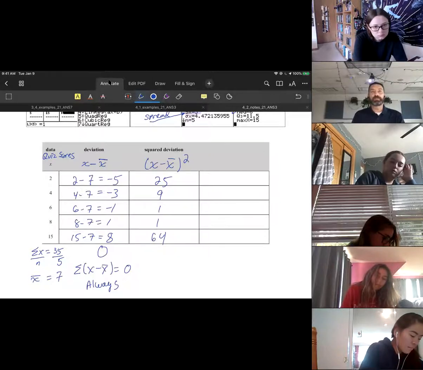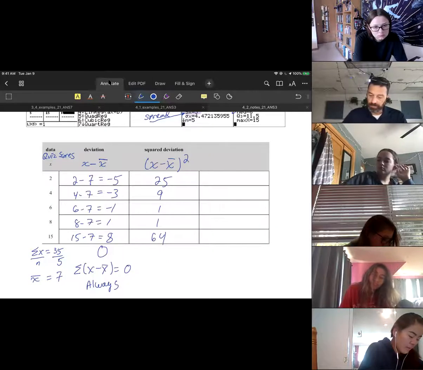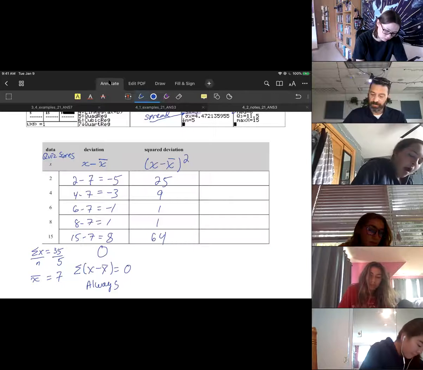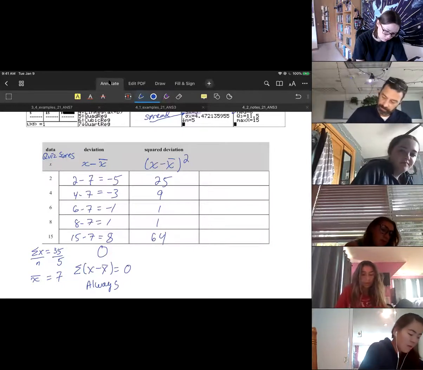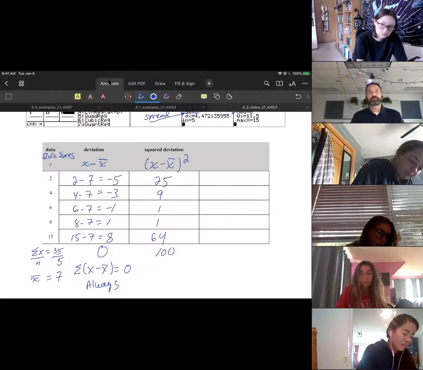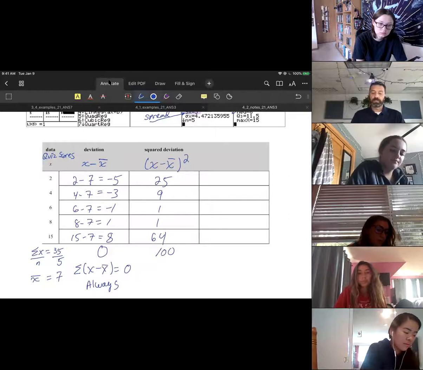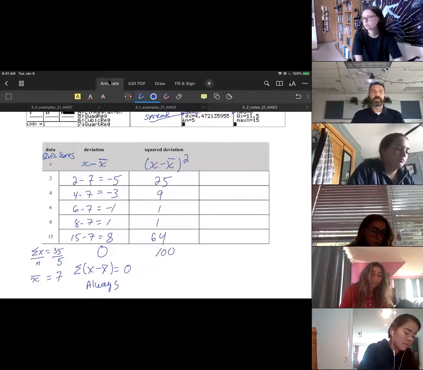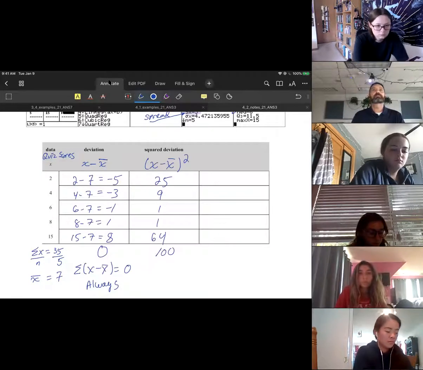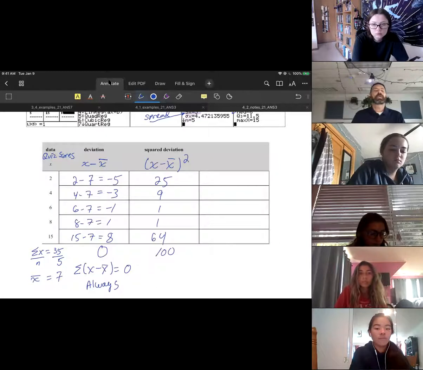Those will not sum to be 0. Let's see what those sum to. 25, 9 plus 1 is 10, so that's a total of 35. 36, 36 plus 64 is 100. Okay. Is there another mathematical way of getting those deviations to be all positive besides squaring everything? Absolute value. Absolute value, right.